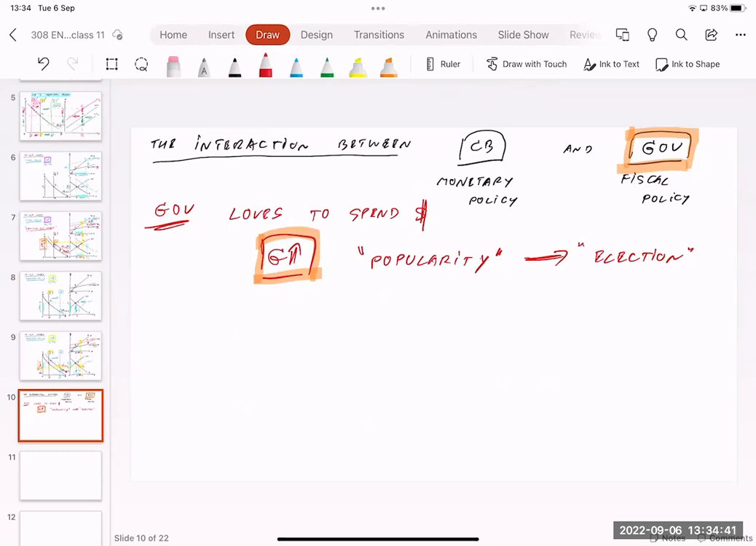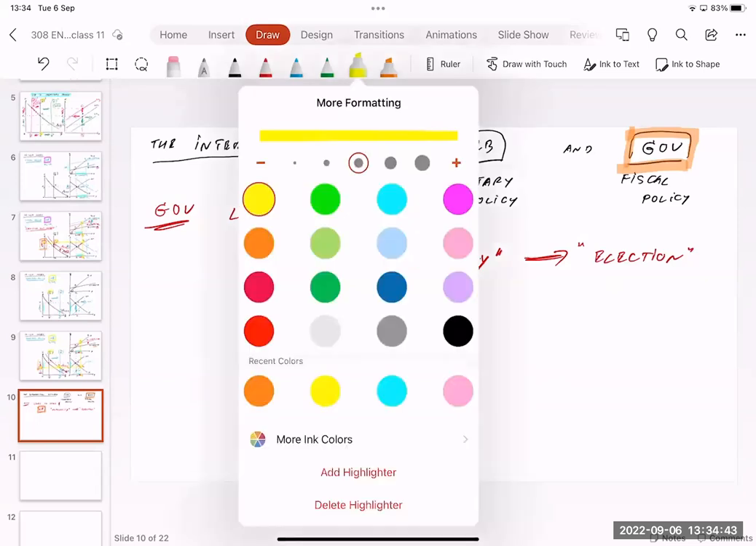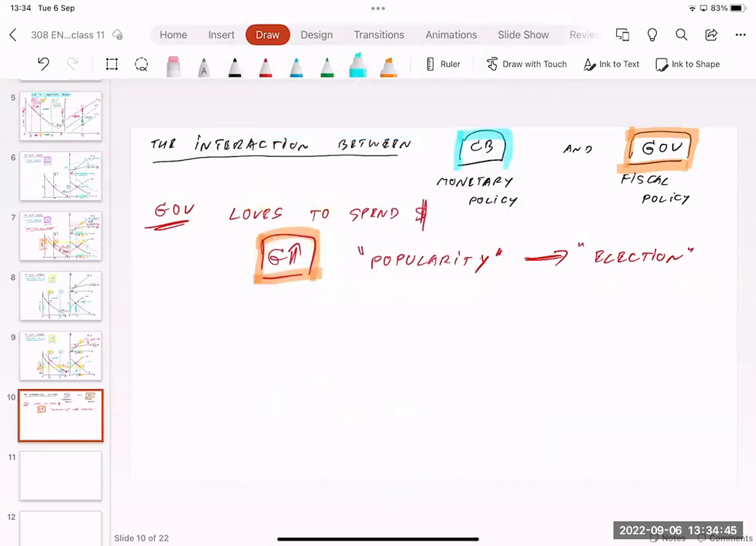However, on the other hand, we have the central bank. I need to make it clear here that for a modern country, normally the central bank and the government are independent of each other. Government cannot control the central bank. The central bank cannot control the government, except in some countries.